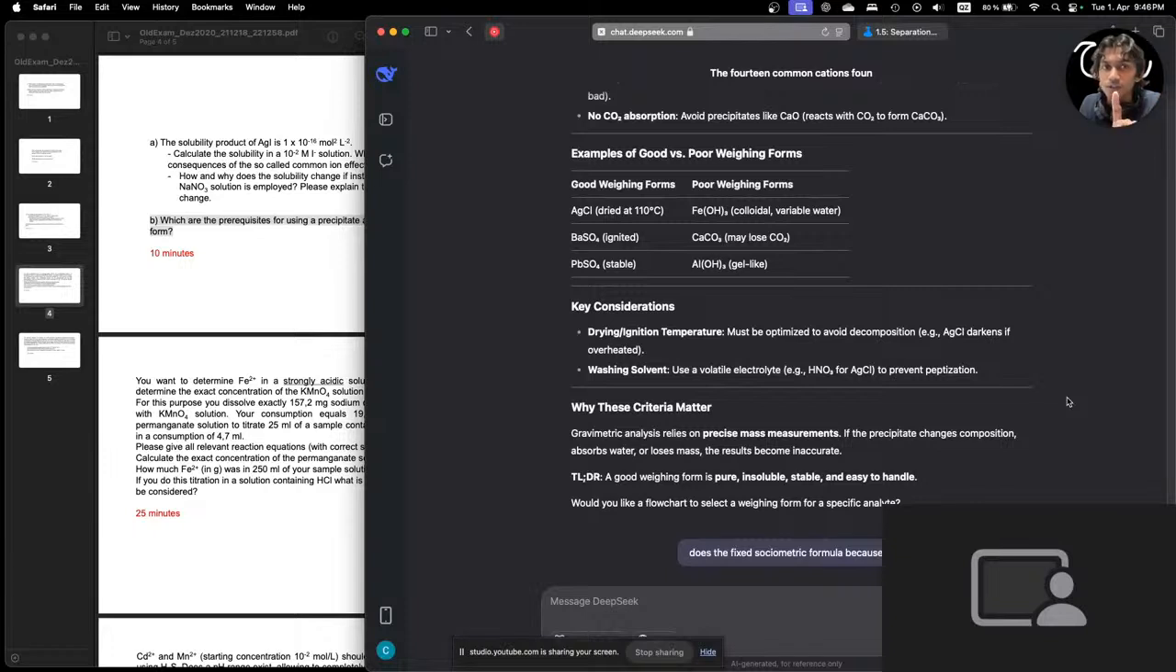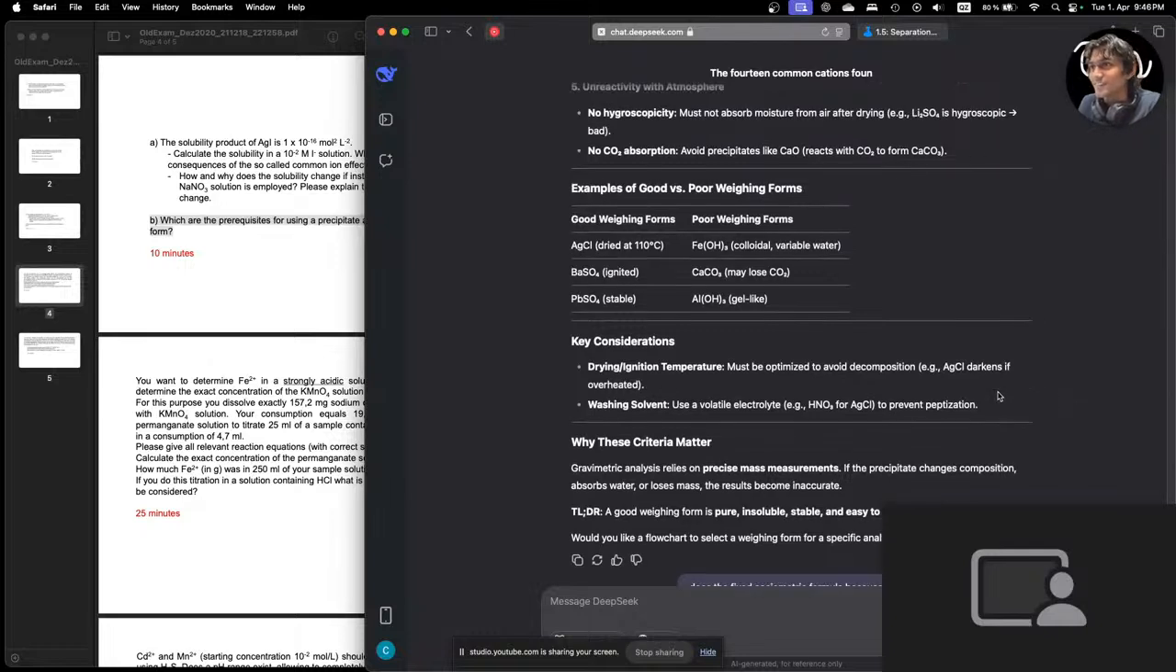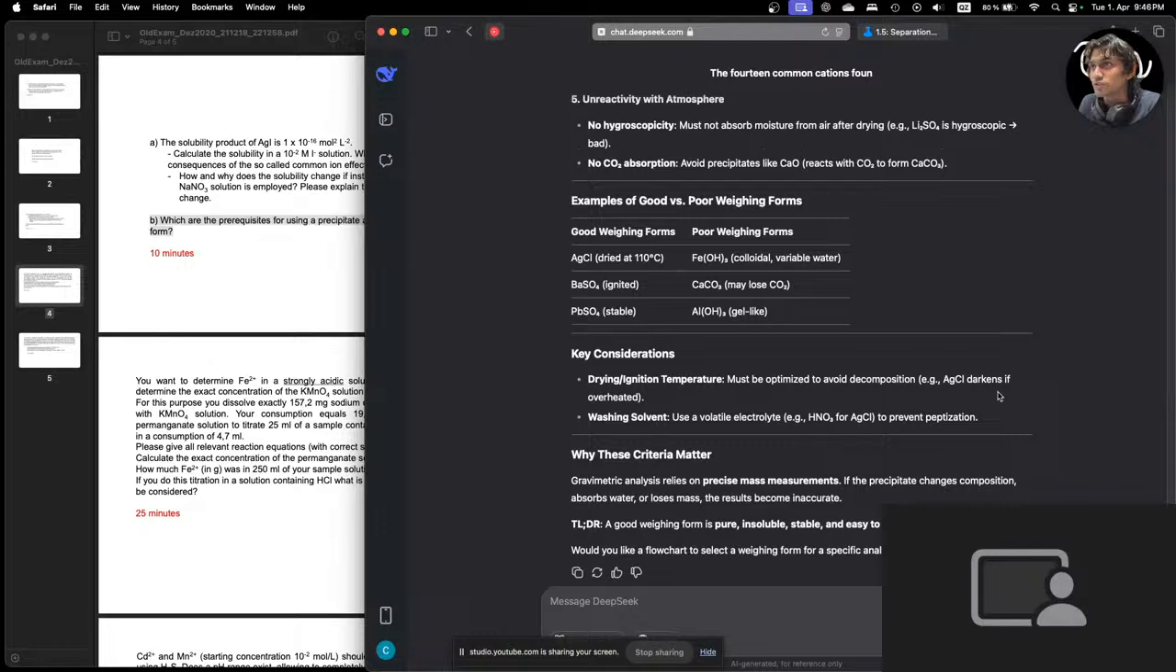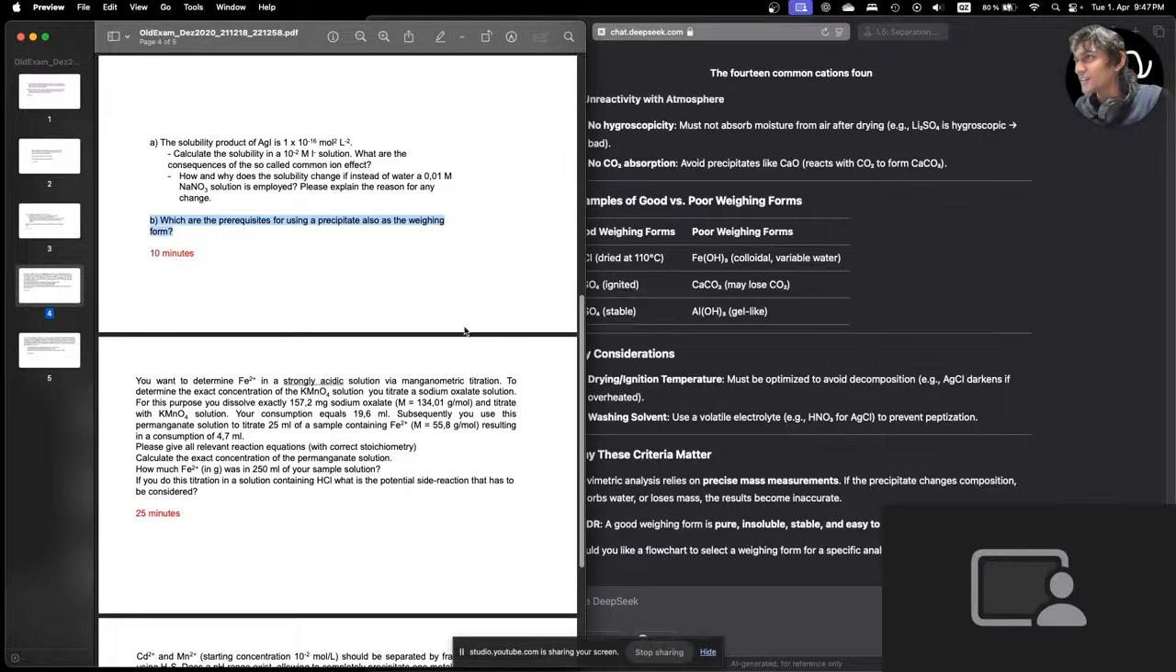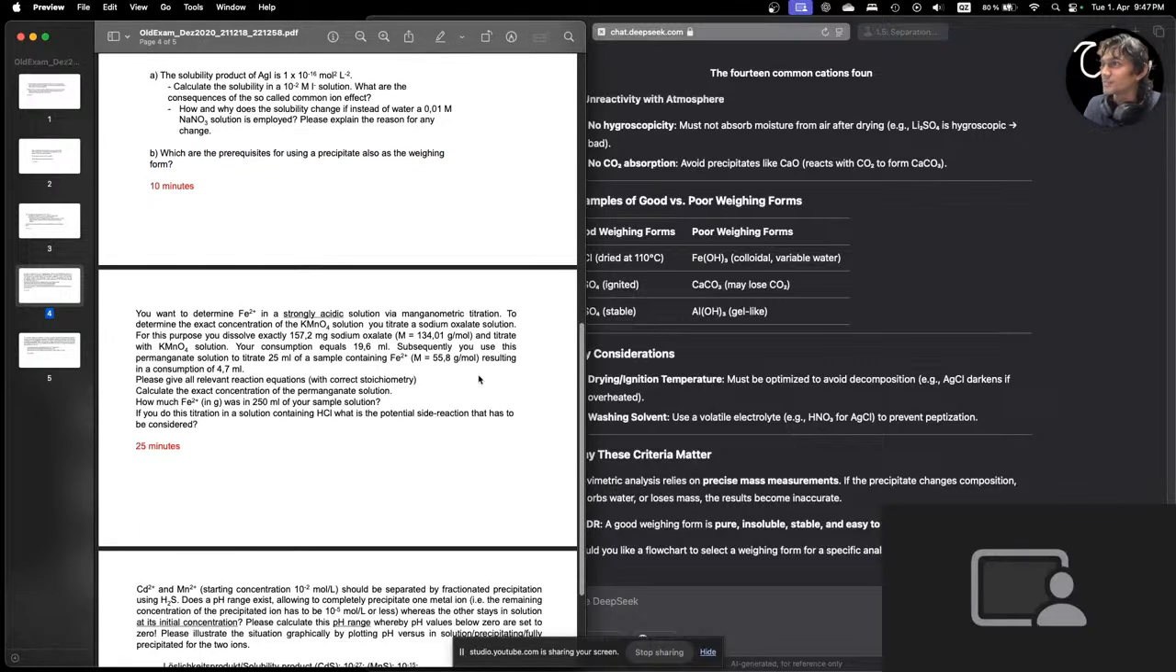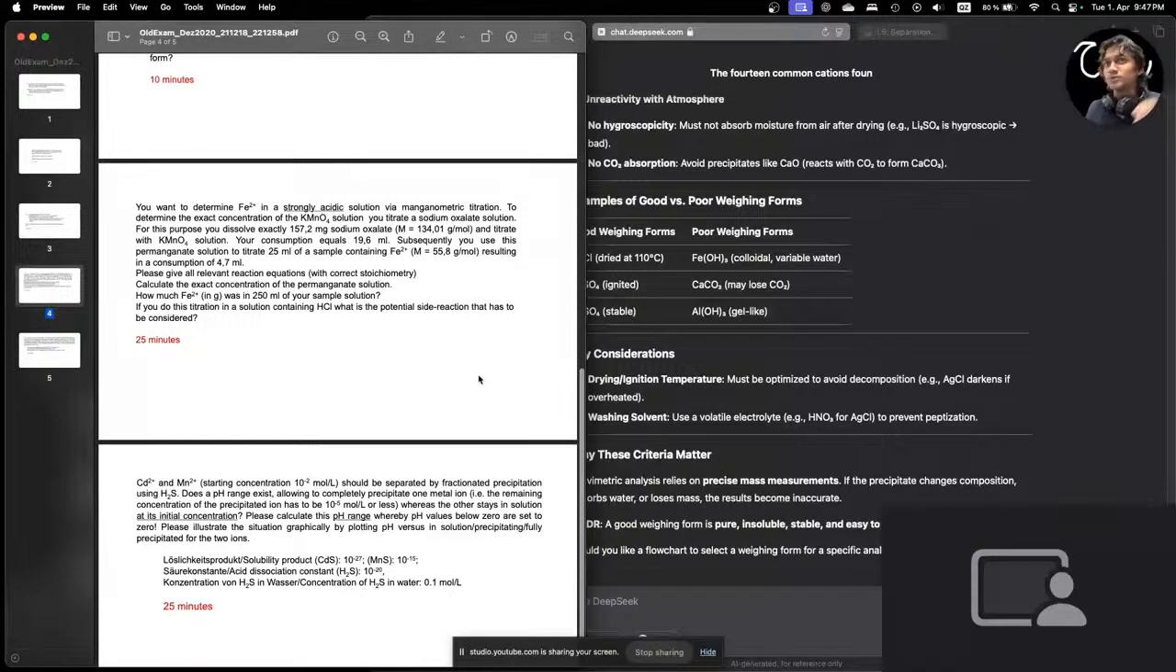It should not be hygroscopic, right? Hygroscopic, yeah. It should not be hygroscopic. Damn, that's a cool word. Yo, stop being so hygroscopic, bro.